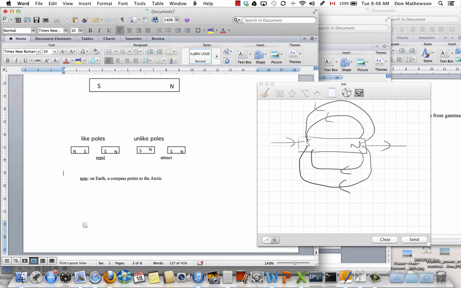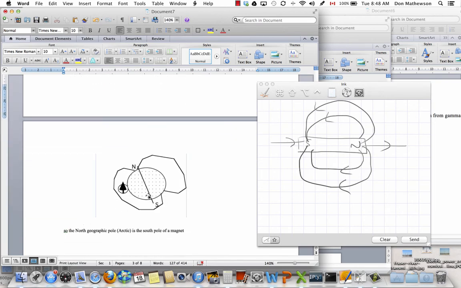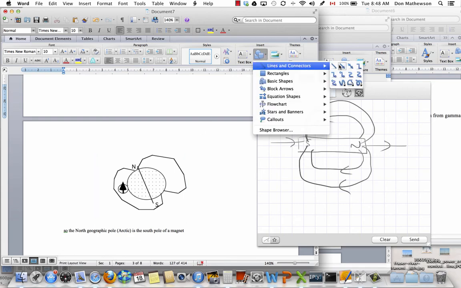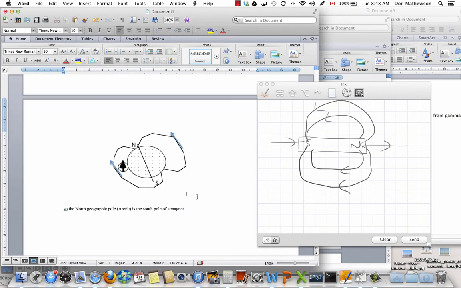Now, on the Earth, we know that a compass needle points to the Arctic, so there's the Arctic there, and we know that a compass lines up with the magnetic field, so we know the magnetic field's actually going in this direction. So this is the direction of the magnetic field here. It must be going to the North Pole. But we know that magnetic field lines point towards the South Magnetic Pole. So the North Geographic Pole up here must actually be a magnetic south.